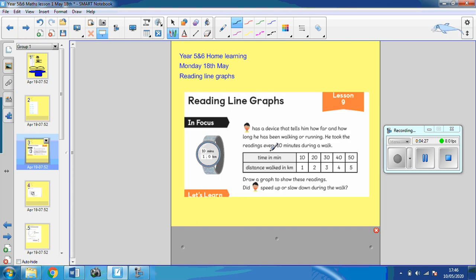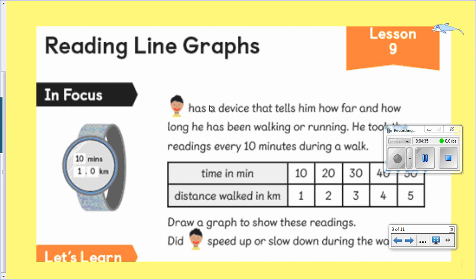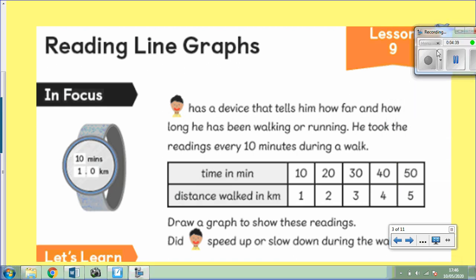Right, today's lesson, it's all about reading line graphs. Now we've got Ravi here, and Ravi, if I put him onto full screen, has a device that tells him how far and how long he has been walking or running. He took the readings every 10 minutes during a walk. The time in minutes, and the distance walked in kilometres.